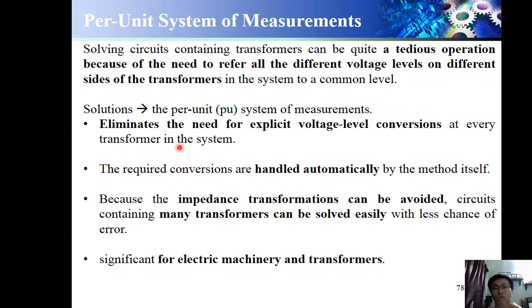That's why, if we put in a per unit system, no matter which side is referred to, we can solve it directly. So the required conversions are handled automatically by the method itself. Because the impedance transformation can be avoided, we don't need to transform like a squared times Z, and many transformers can be solved easily with less chance of error. So this is significant for electric machines and transformers.